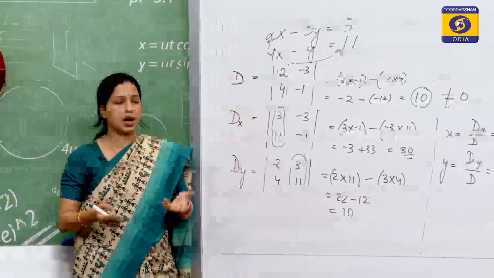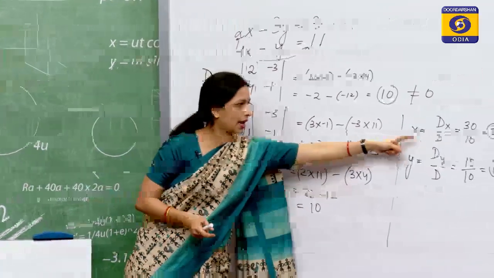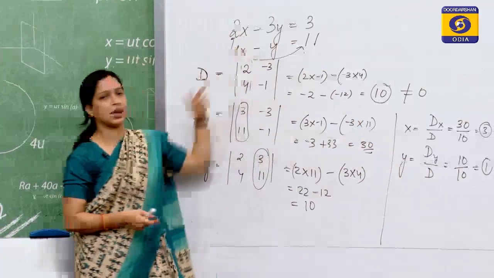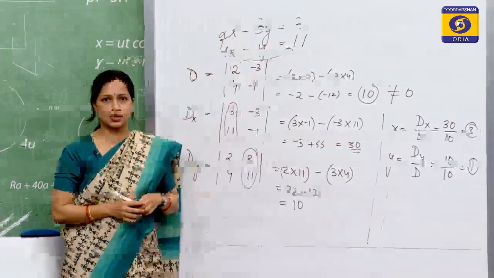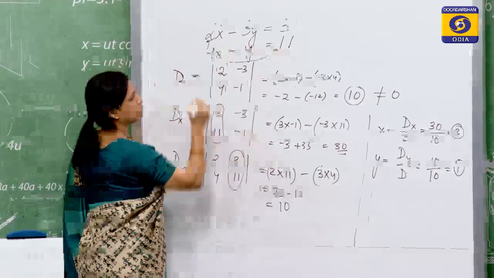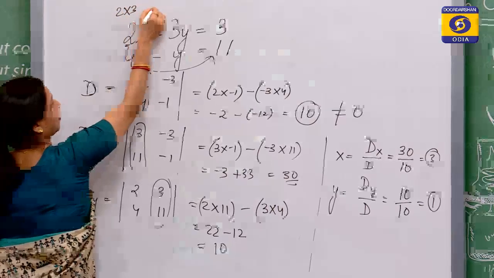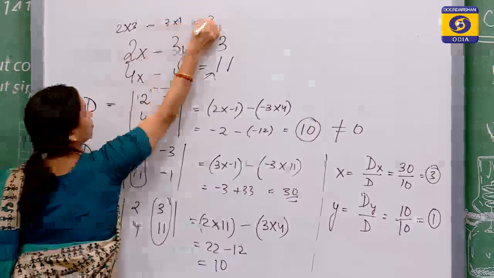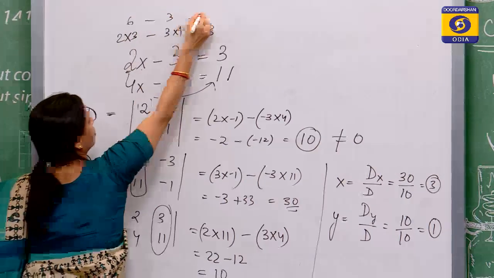In order to verify your answers, you can substitute x as 3 and y as 1 in any one of the equations and see whether 3 is coming or not. So, let us say x is 3. So, 2 into 3 minus 3 into 1 equals 3. So, 6 minus 3 equals 3.